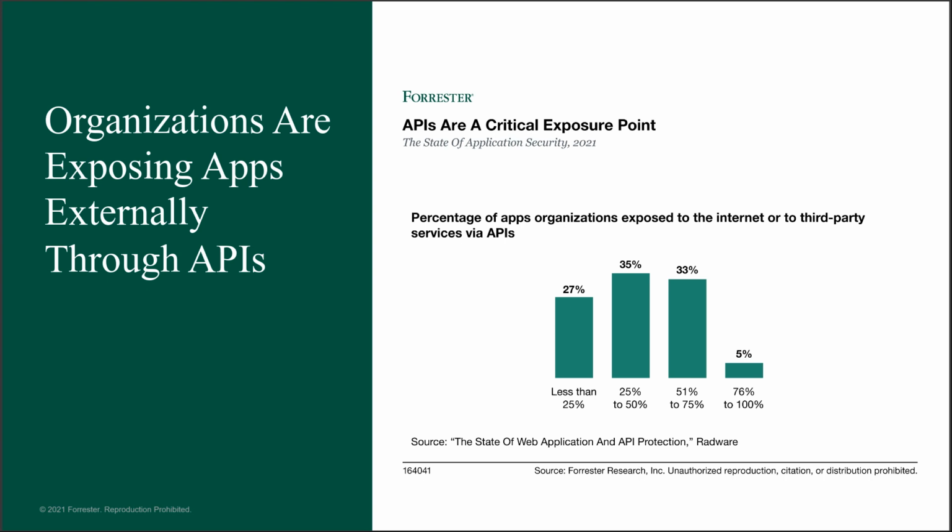You can see from the data that we're showing here that over a third of respondents are exposing more than half of their applications to the internet or to third-party services through APIs. So imagine you have a huge number of applications that were perhaps beforehand just exposed through web interfaces. And now there are APIs that are available to a wider range of users, third parties, partners, everyone, and they can request data and have a lot more flexibility with your application. So there's an additional exposure surface.